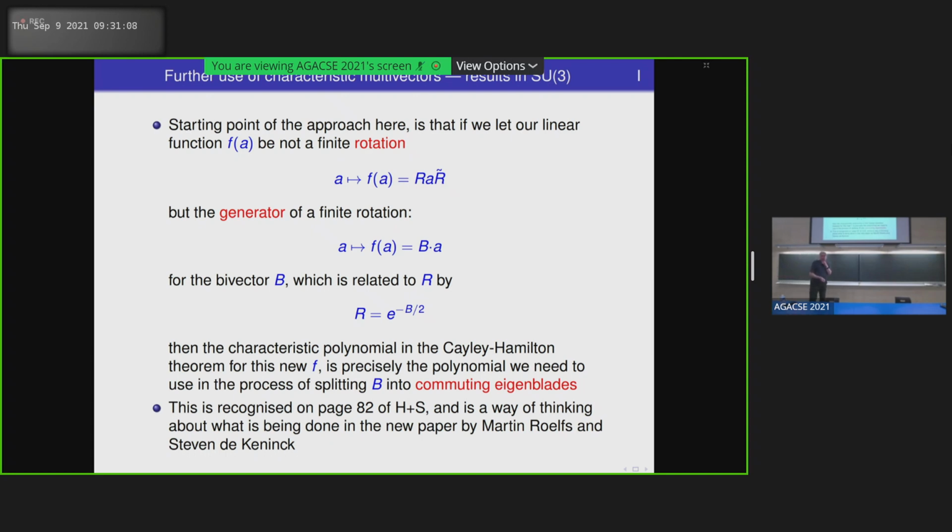So if you drop down from R A R reverse as being your output, f of A is just B dot A, where B is the bivector related to R by R equals e to the minus B over 2, then you're looking at basically the Lie group representation. And what we're going to show is that the characteristic polynomial in the Cayley-Hamilton theory for this f is precisely the polynomial we need to use for the process of splitting B into commuting eigenblades. And this is recognized on page 82 of Hestenes' work, and there's a way of thinking about what has been done in a new paper by Martin and Stephen.